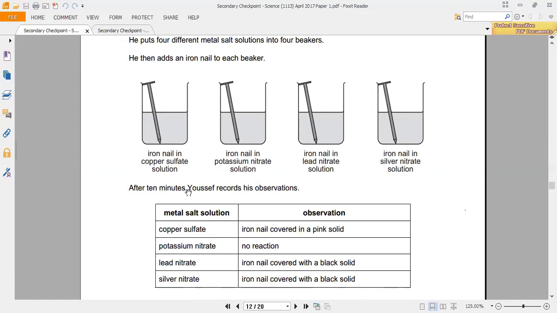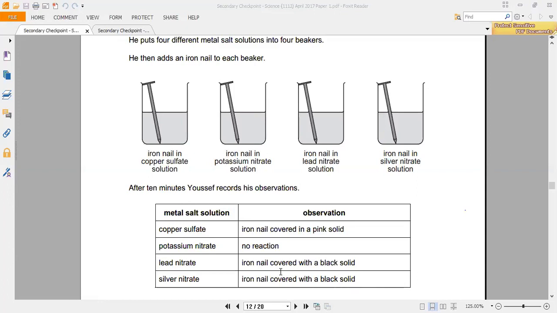After 10 minutes, Yusuf records his observations. Here, the metal salt solution and the observation. With the first salt solution, the copper sulfate, the iron nail is covered in a pink solid. Okay. Now, with the potassium nitrate, the observation is no reaction at all.